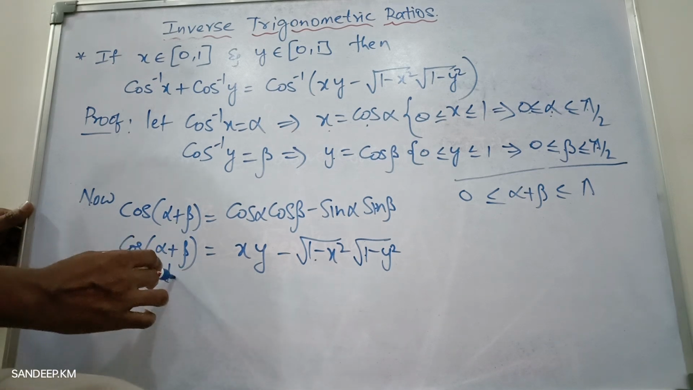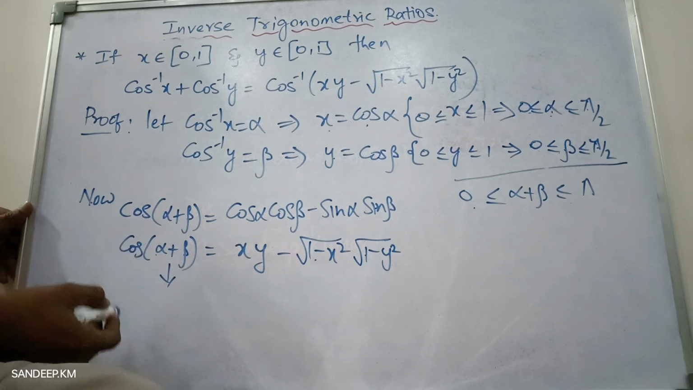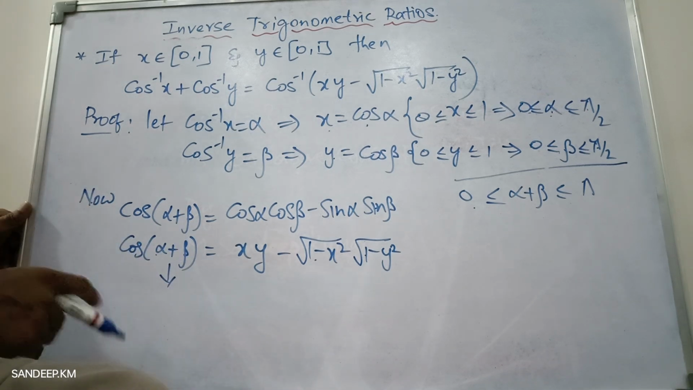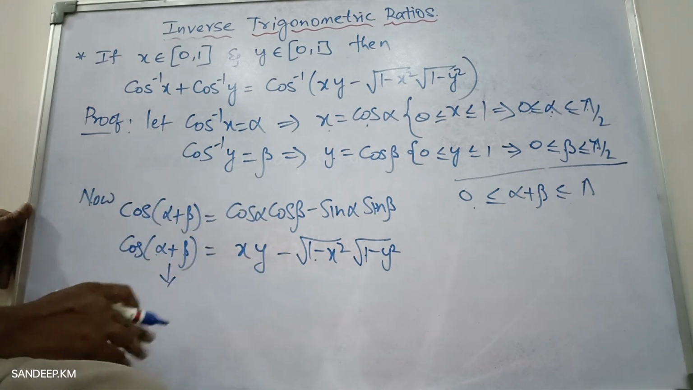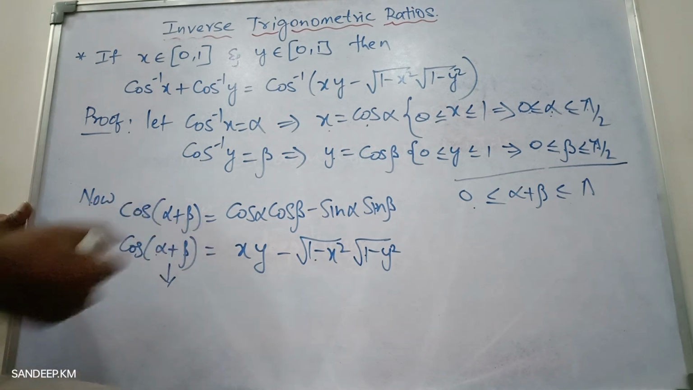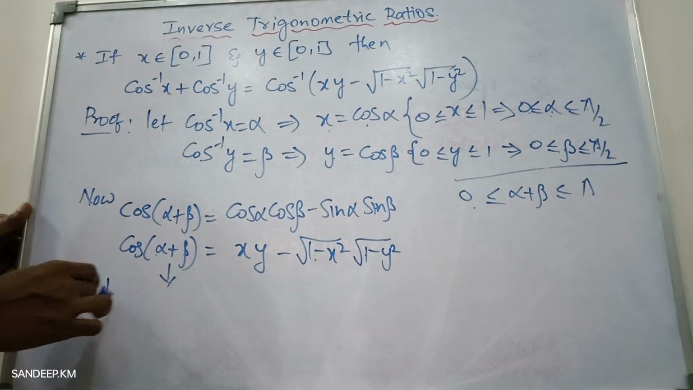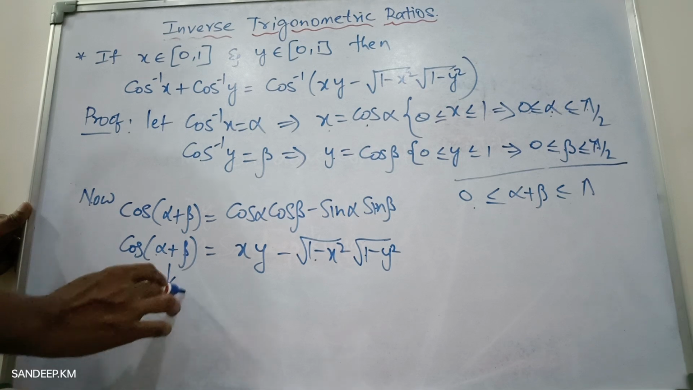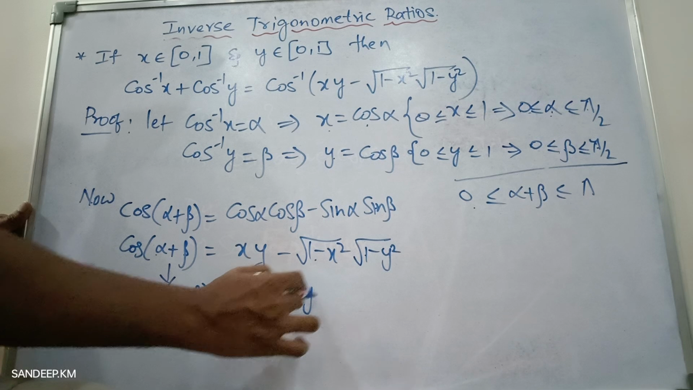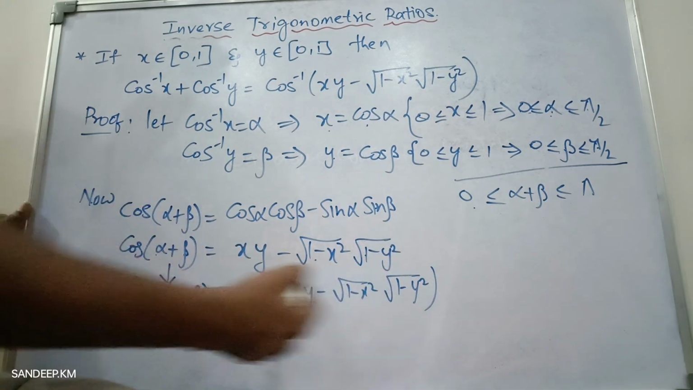And please observe that alpha plus beta is between 0 and pi, which means alpha plus beta is in the restricted domain of cos function. So cos will go to the right side, it will become cos inverse. Or else you can also apply cos inverse on both sides. So what happens if I apply cos inverse on both sides? Cos inverse of cos of alpha plus beta is equal to cos inverse of xy minus root of 1 minus x square into root of 1 minus y square.